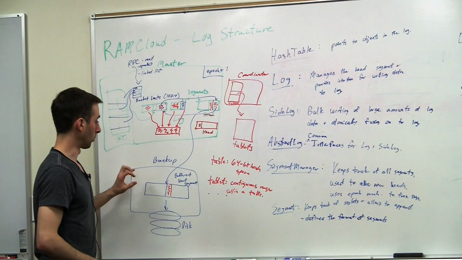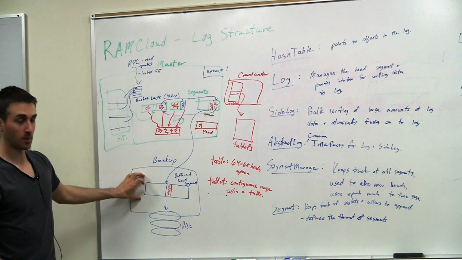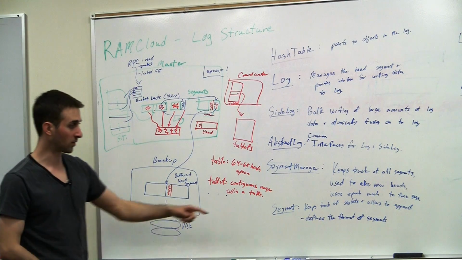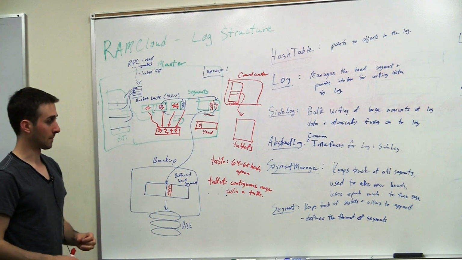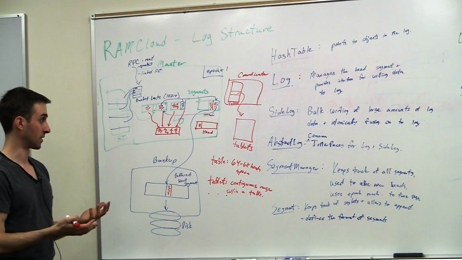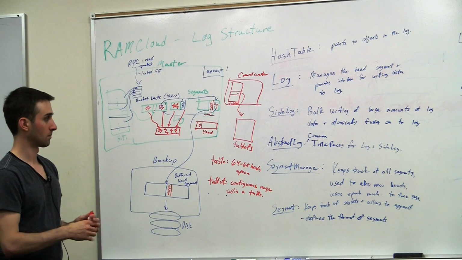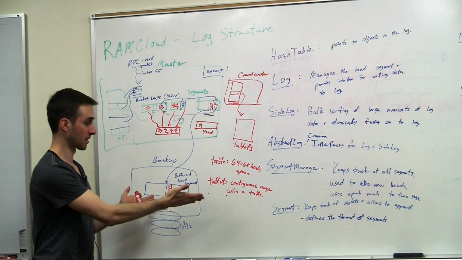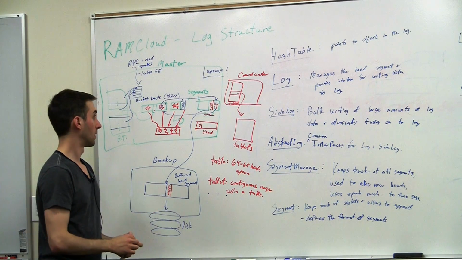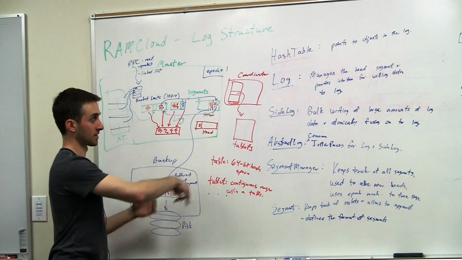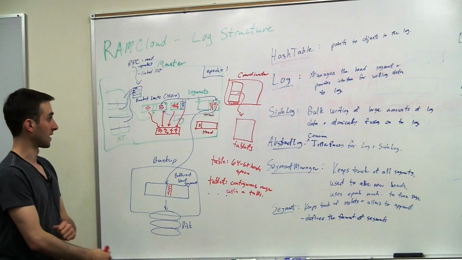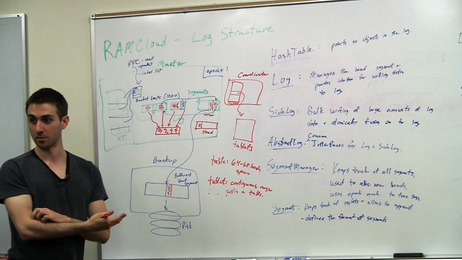The client, when trying to read or write an object, will first hash the table ID and the key. So I have a hash value, and it falls into some range. Do I have metadata that tells me which server is supposed to be responsible for that? If it doesn't, it goes to the coordinator and downloads the latest information, and caches it. And then it can talk directly to the server that's supposed to be responsible.